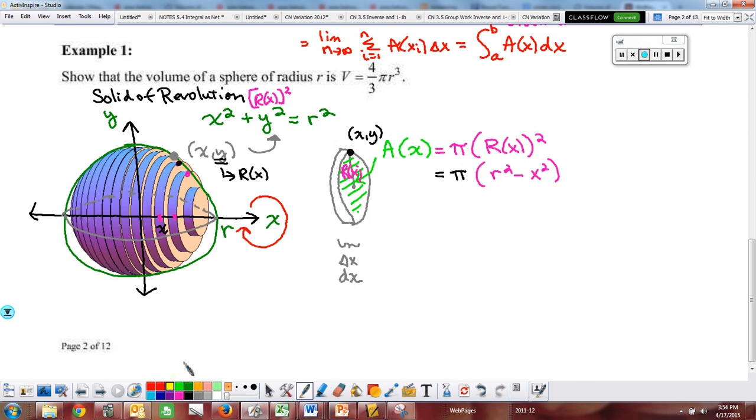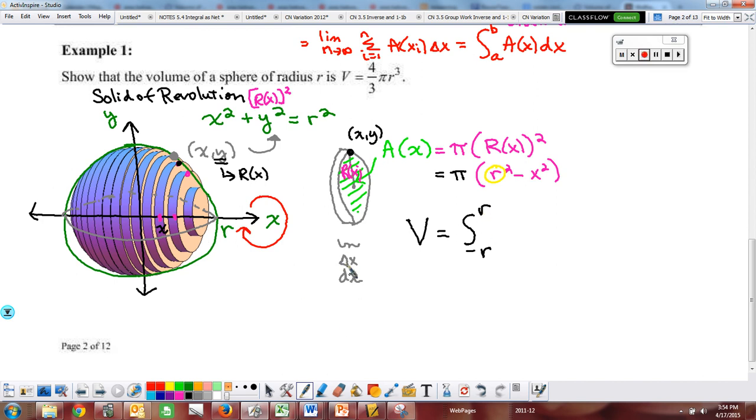Don't let this little r bother you. This is a constant in this problem. So it is a constant minus x squared, so area is now a function of x. So our Riemann sum then, if we wanted to find the volume of the sphere, we could sum up all of the prisms starting from negative r to r, because that's a constant, the bounds on x, right?